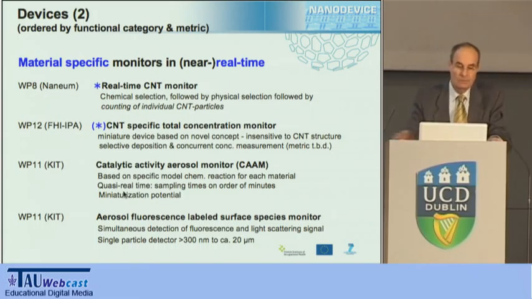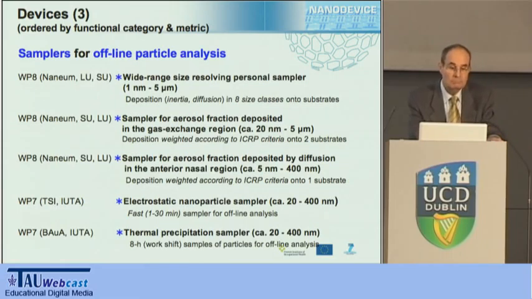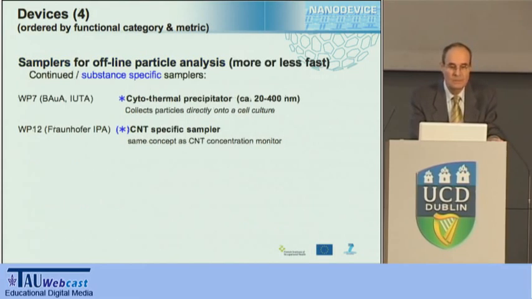And we ourselves are involved, among other things, in the catalytic aerosol monitors. In other words, something that will allow you to say what the concentration of catalytically active material in the air is. And we're also working on a fluorescence labeled surface species monitor, which is also one of the further out concepts. There's a whole wide range of things about offline particle analysis, which I won't go into too much at the moment because this is really going further away from my self-imposed limitations of saying I want to talk about real-time instruments. And in the end, yes, this continues with samplers for offline particle analysis.